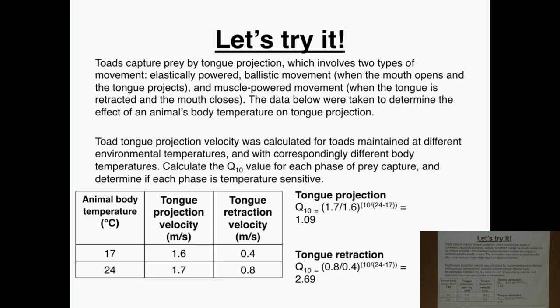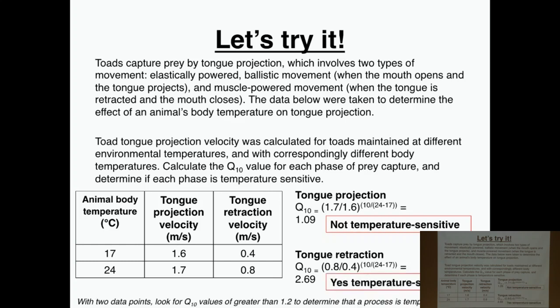What would you say about the temperature sensitivity of these two processes? Yeah, so tongue retraction is falling in that Q10 of between 2 and 3, showing some pretty strong temperature sensitivity. Tongue projection is 1.09, which is not really showing very much temperature sensitivity here. So I would say that overall, tongue projection is not temperature sensitive, really. It's not exactly one, but it's very close, whereas tongue retraction is temperature sensitive. And for our purposes, when we have 2 data points, we're going to look for Q10 values of greater than about 1.2 to say that a process is, in fact, temperature sensitive.